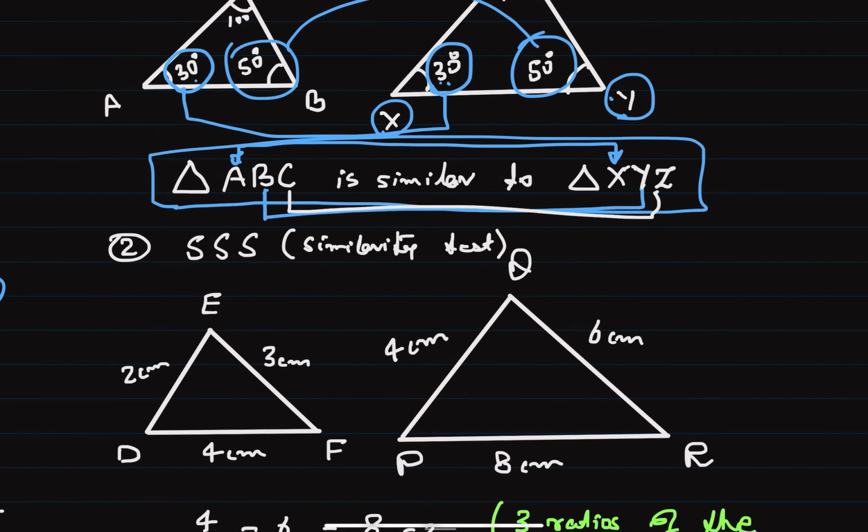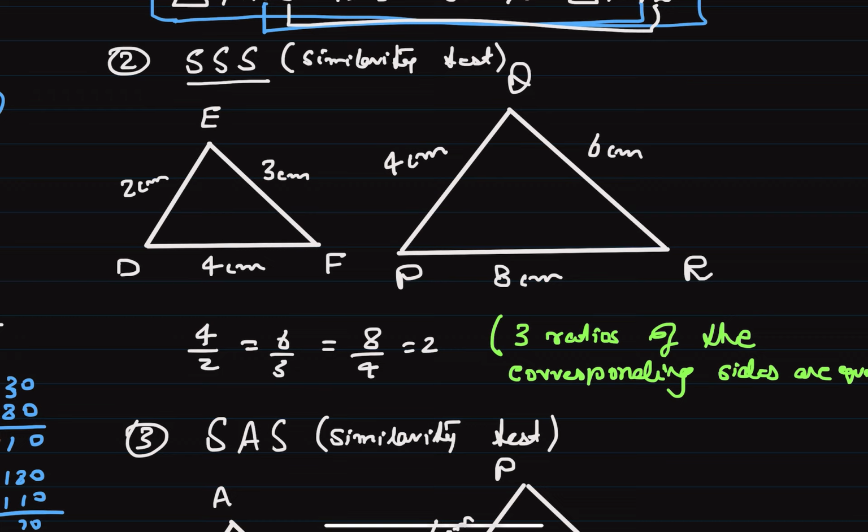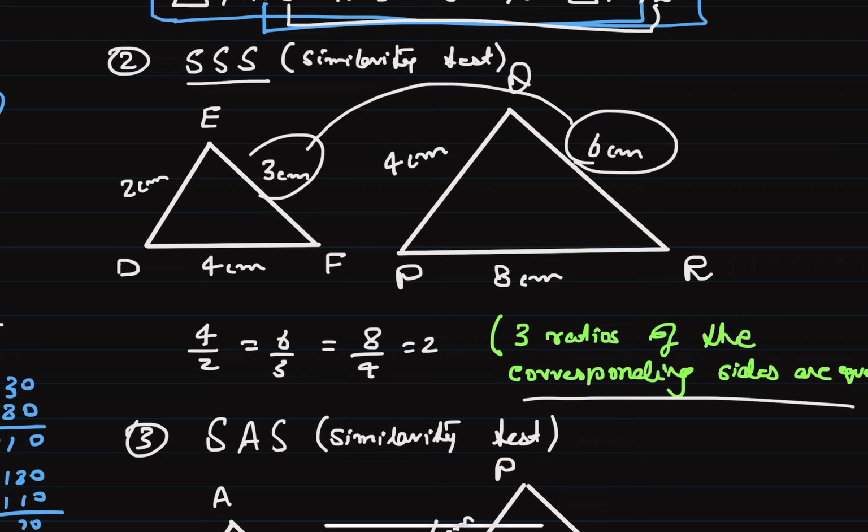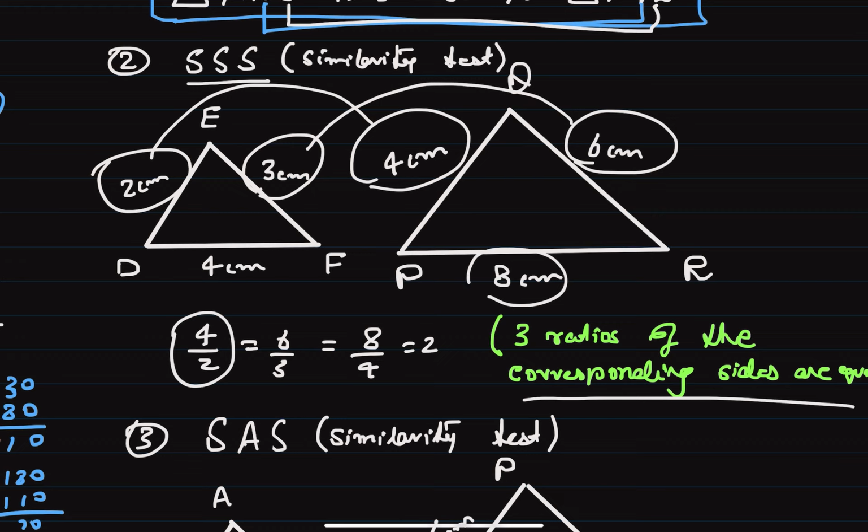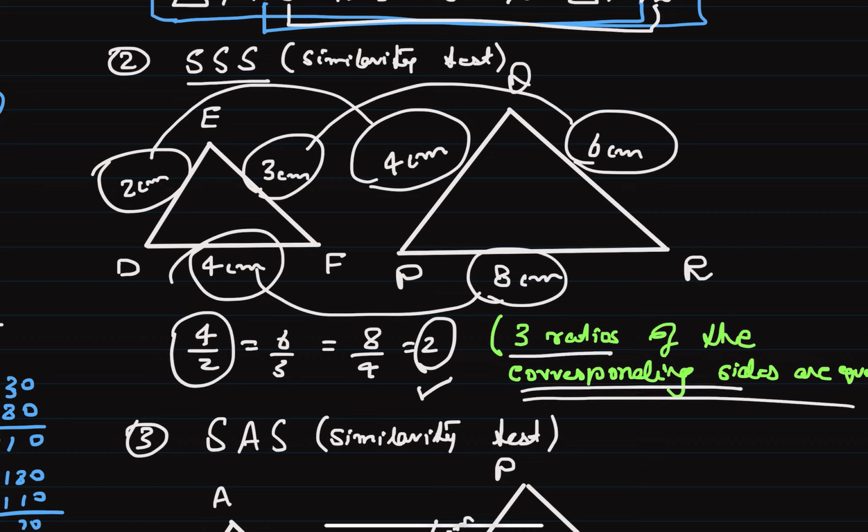The second similarity test is side, side, side. That says all three sides are proportional. Three ratios of the corresponding sides are equal. Ratios means if 6 divided by 3, 4 divided by 2, and 8 divided by 4 give the same answer, then we say that three ratios of the corresponding sides are equal. This is also evidence to say that triangle DEF is similar to PQR, right?